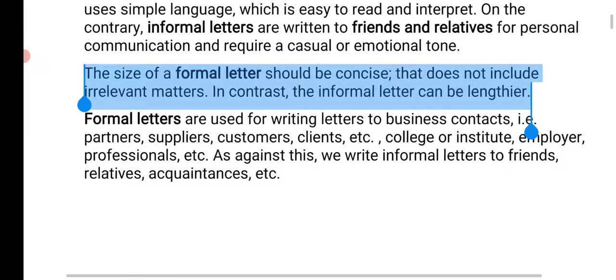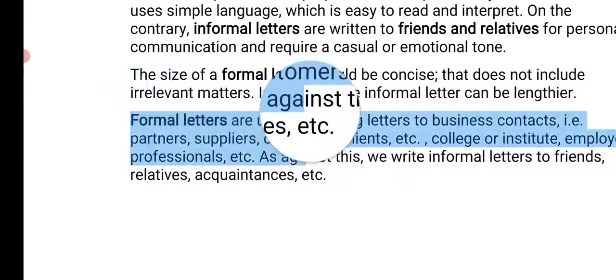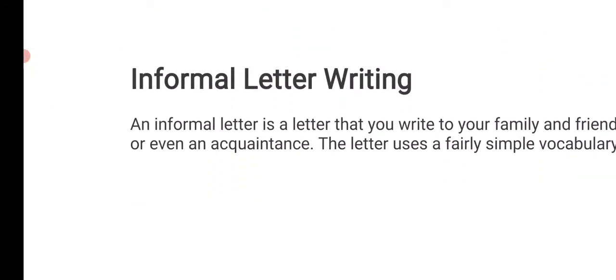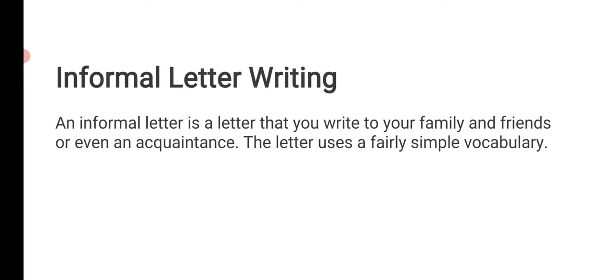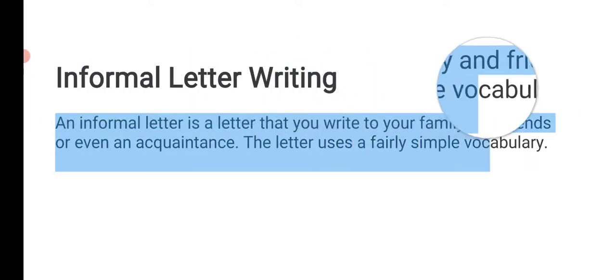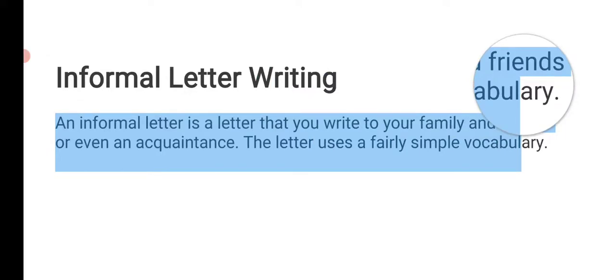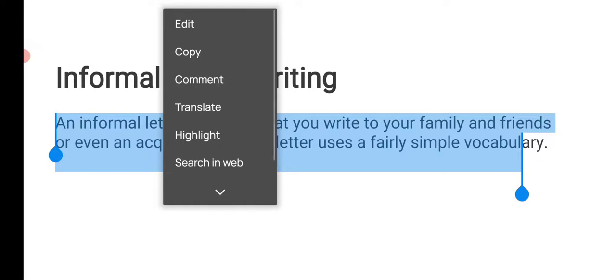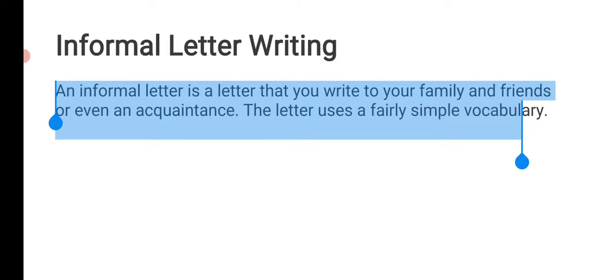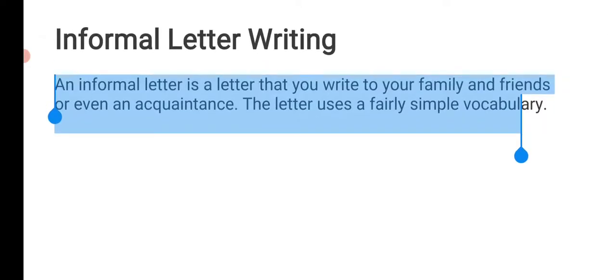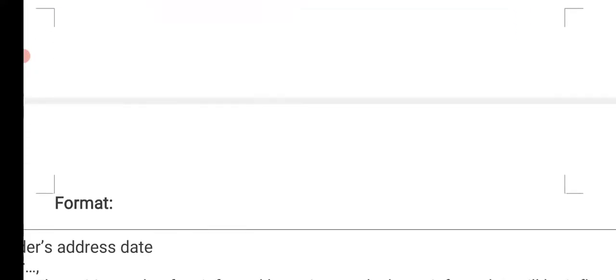So we have understood the formal letters. I won't be discussing more about them, because we need to focus on informal letter writing, because it is in your syllabus, class 9 students. An informal letter is a letter that you write to your family, friends, or even an acquaintance. Acquaintance means someone you know, right? So now it is clear, when do we write informal letters? When you write to your family, friends, or even an acquaintance. It is very simple, and it has a very simple vocabulary. You don't have to use very difficult or ambiguous words, right? Use simple words which give clear meaning.